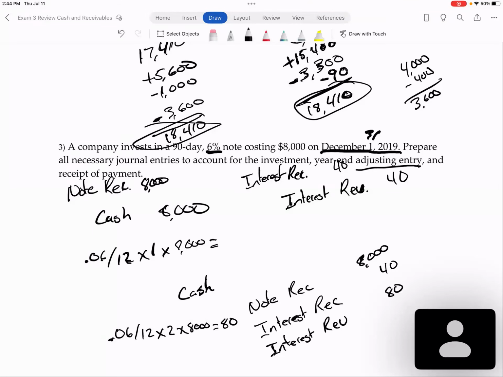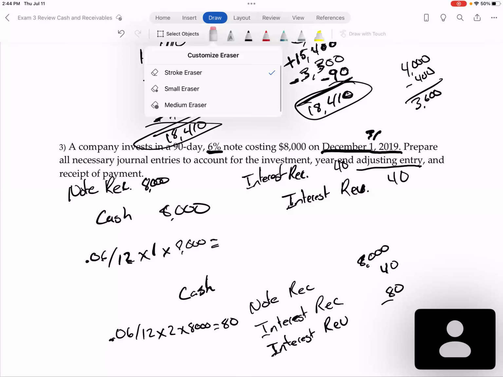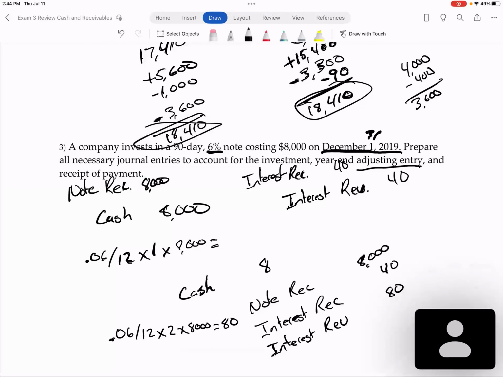Receivable, that's the principal. Interest receivable, that was for December. Interest revenue is just for January, February. This is that total amount. So 40 plus 80 is 120. 8,000 is how much cash we receive. Okay, and that's the answer.